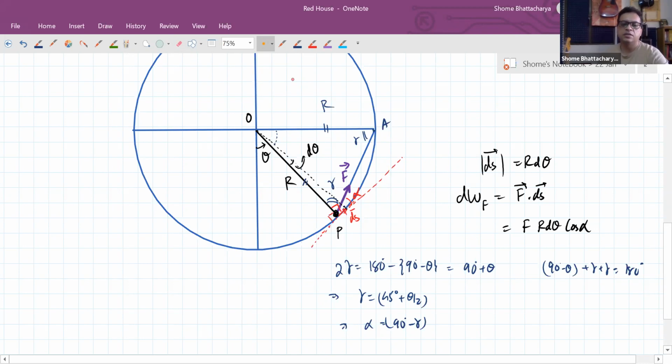Okay, so this angle is 90 here. So anyway, coming back to this, alpha is 90 minus gamma. So that makes it how much? It makes it 45 degrees minus theta by 2. So that is my alpha.